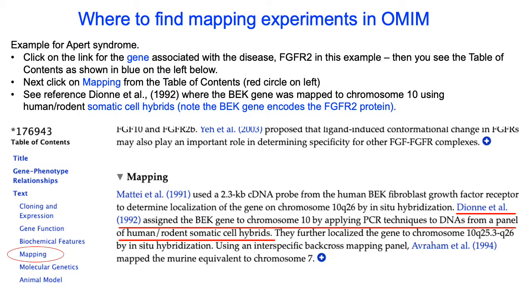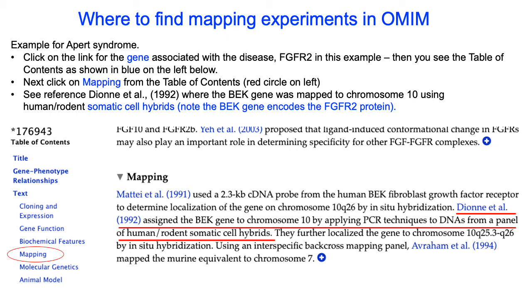Okay, so where to find mapping experiments in OMIM? Okay, and this is going to be important for section 4 of your research paper. What I'm showing you here is an example for Apert syndrome, and what you would do is click on the link for the gene associated with the disease. And so in this case, for Apert syndrome, the FGFR2 gene is the gene that's associated. So after clicking on FGFR2, you would see the table of contents as shown here.